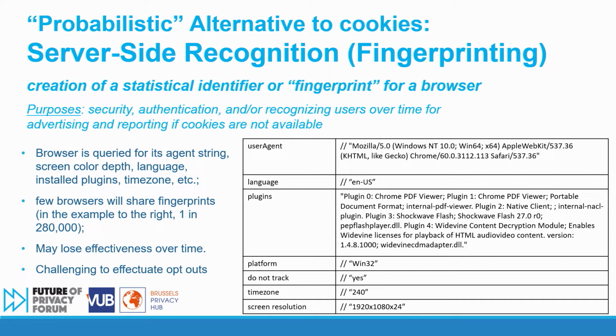There's a type of probabilistic identification that's typically done on the server side when all that attribute information comes back about the language that the user has set to their device, the plugins, the platform, the time zone they're in, the screen resolution. You start to get, in this case, to a chance of 1 in 280,000 that there will be a collision of a particular user.